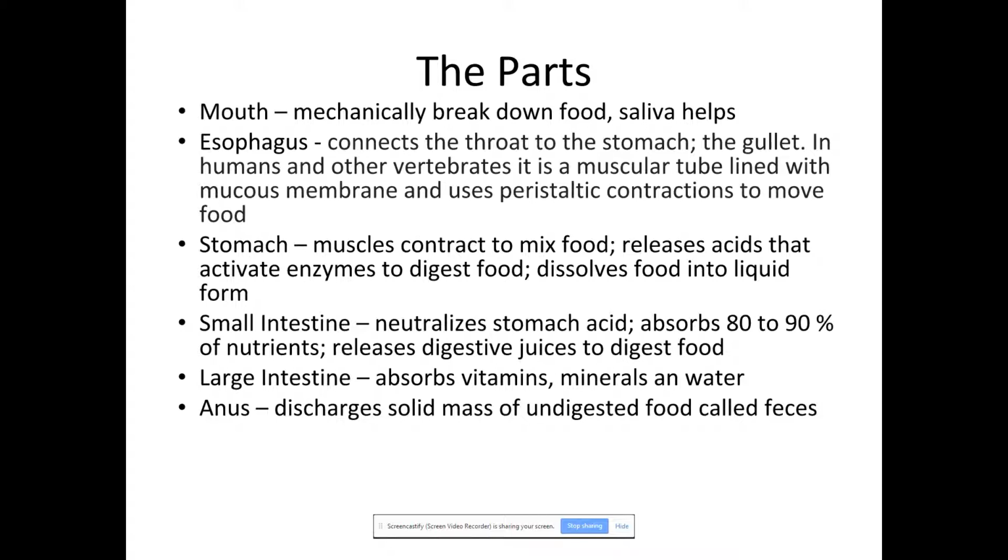Now, the large intestine also absorbs some vitamins, some minerals, and a lot of the water. Now, the anus discharges a solid mass of undigested food called feces, so all the waste that we don't need.